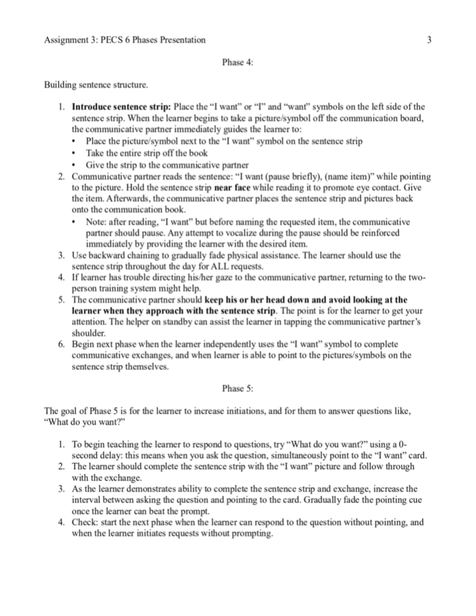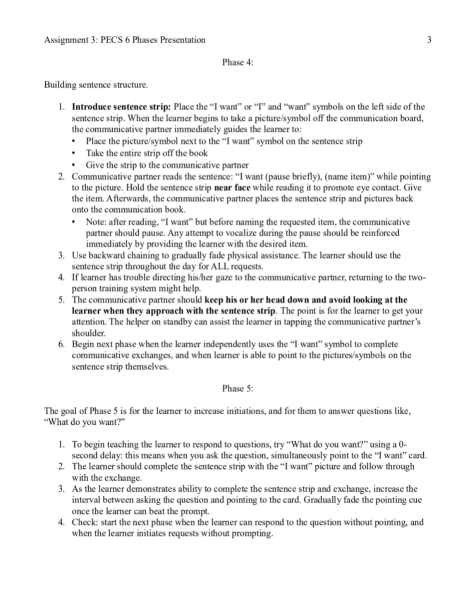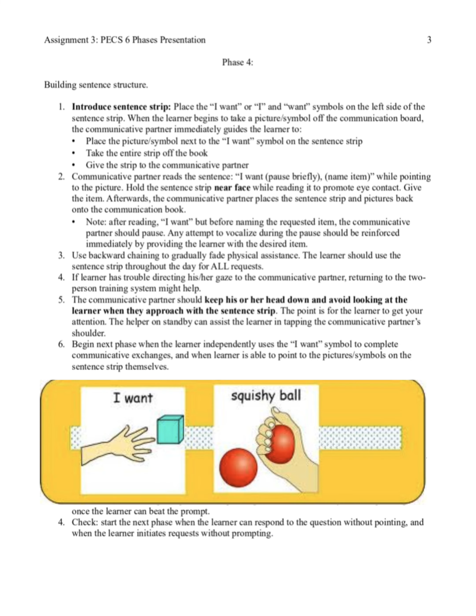Phase 4. Building sentence structure. Introduce the sentence strip. Place the I want or I and want symbols on the left side of the sentence strip. When the learner begins to take a picture or symbol off the communication board, the communicative partner immediately guides the learner to place the symbol or picture next to the I want symbol on the sentence strip.